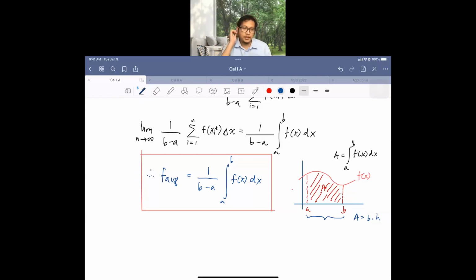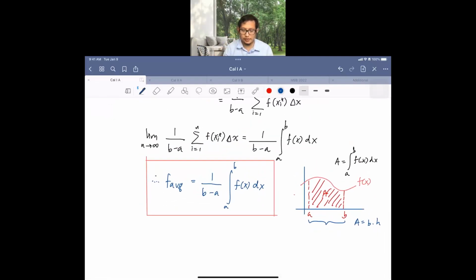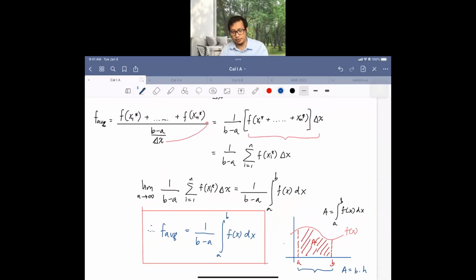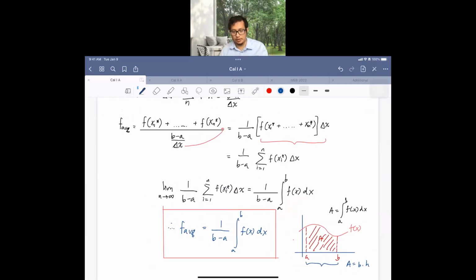Okay. Now, if you look more into some observations, we could connect this average value with the mean value theorem, if you remember the mean value theorem. Okay. So let me just take some time here if you want to take notes, and then we can go to the next page.